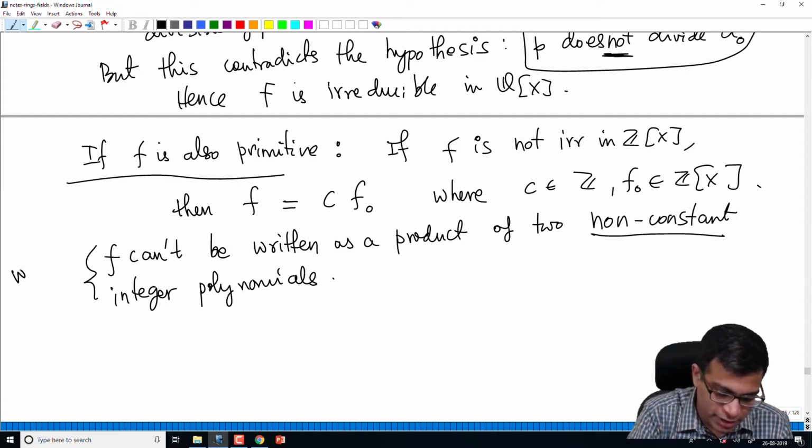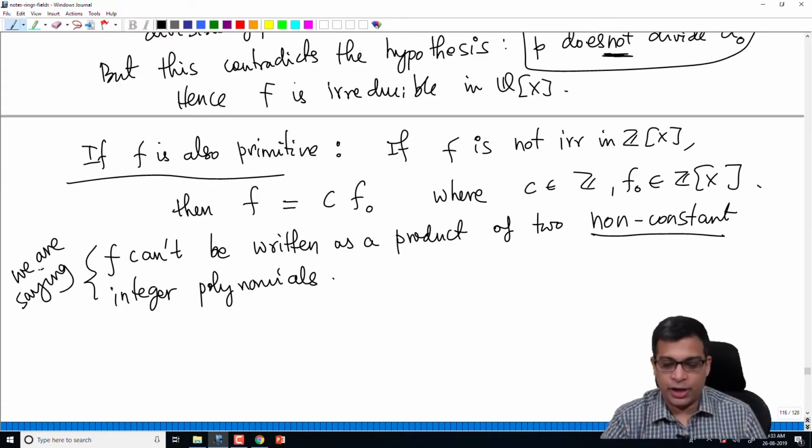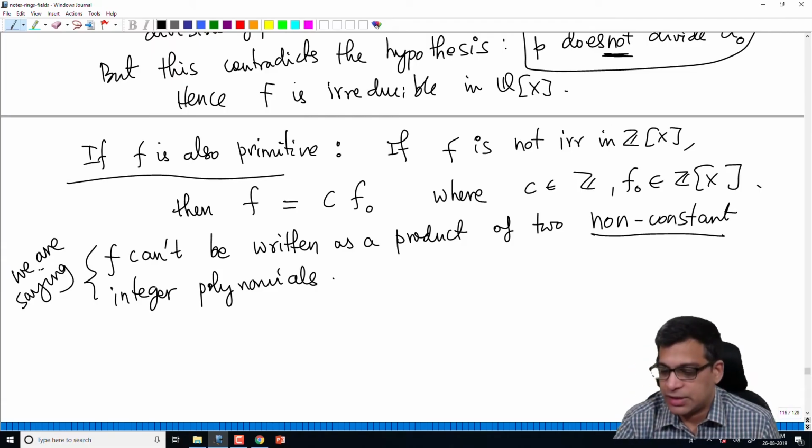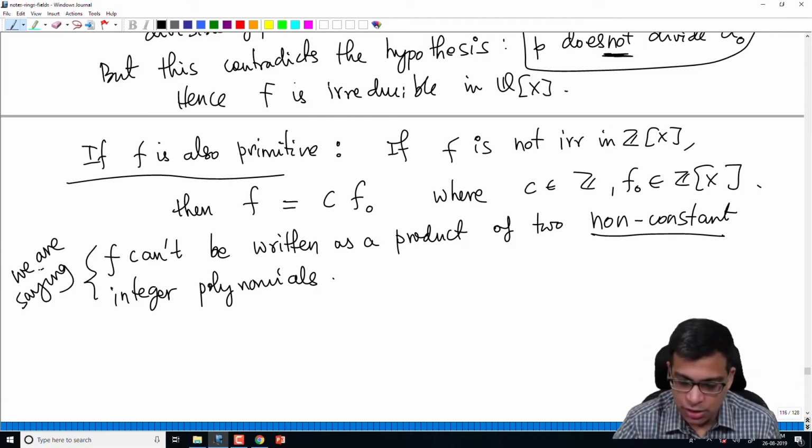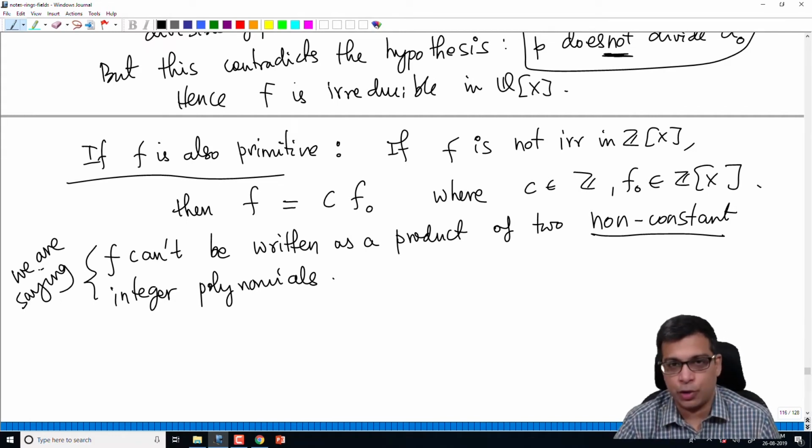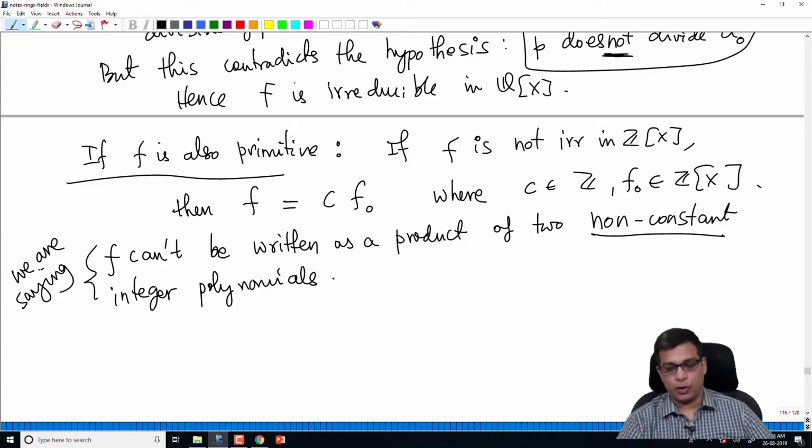What we are saying is that I am writing f as c times f0, where c is in Z and f0 is in Zx, because f cannot be written as a product of two non-constant integer polynomials. Why is that? If f can be written as a product of two non-constant integer polynomials, it can also be written as a product of two non-constant rational polynomials, because any integer polynomial is a rational polynomial.